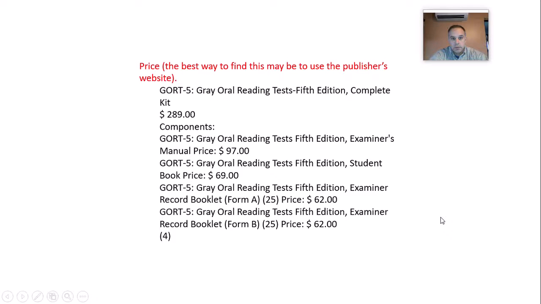The price, found it on the publisher's website. The GORT 5 complete kit is $289, and these are the components included: the examiner's manual, student book, and A and B forms. There's 25 included for both A and B forms.